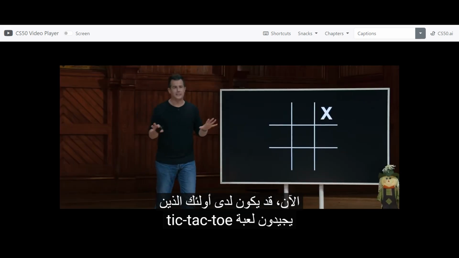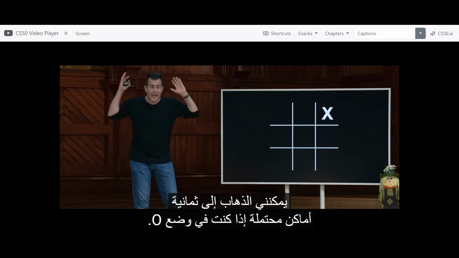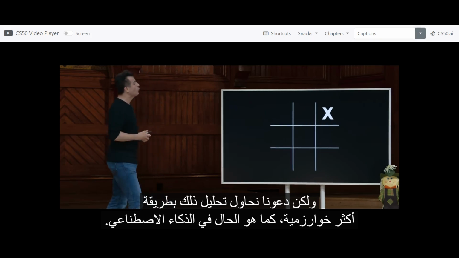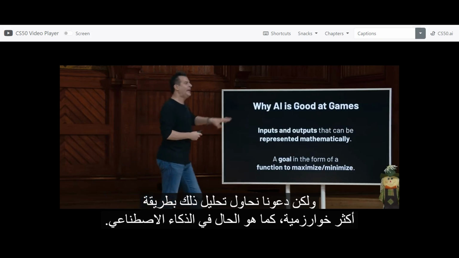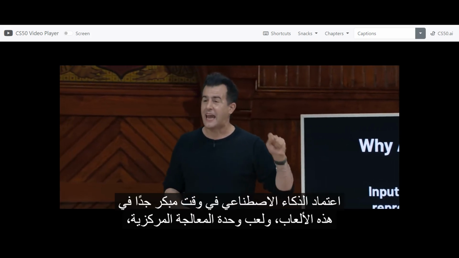Now, those of you who are very good at tic-tac-toe might have an instinct for where to go. But this is an even harder problem, it would seem. I could go in 8 possible places if I'm O, but let's try to break that down more algorithmically as an AI would.